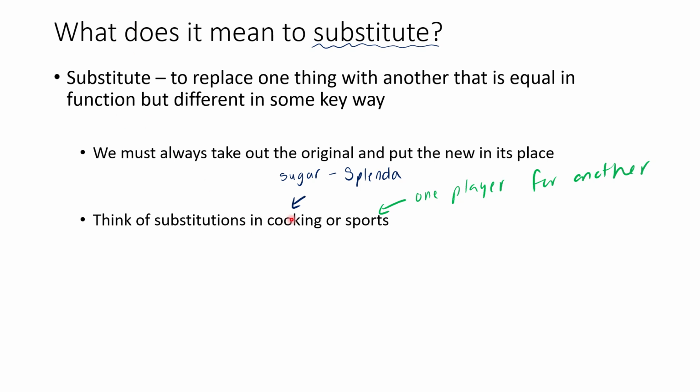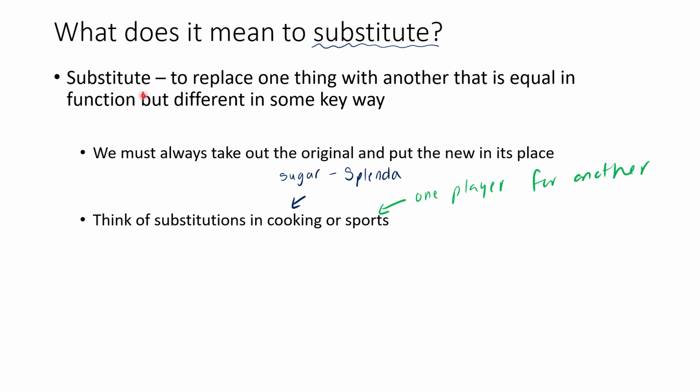Okay, so think of substitution in these cases: equal in function, but different in some key way that makes that substitution advantageous. And you always take out the original. It doesn't do any good making this substitution for the pie if my mom keeps the sugar in. That's not going to serve the purpose. If you try to substitute a player on a sports team without taking out the first player, you're going to get in trouble for that. You can't have too many people on the field.